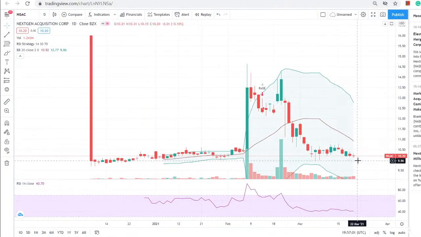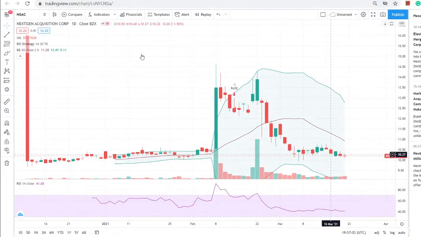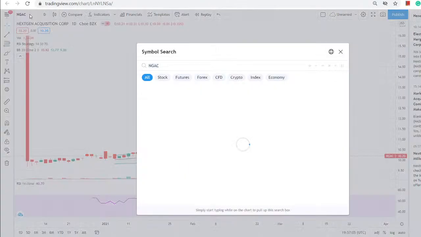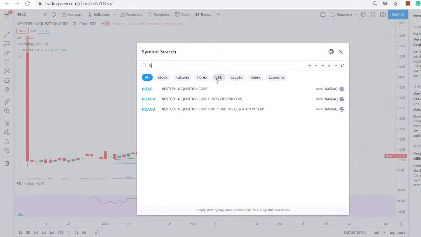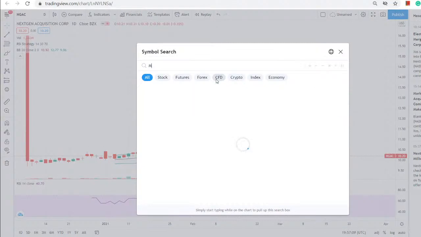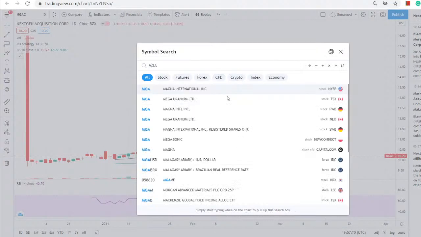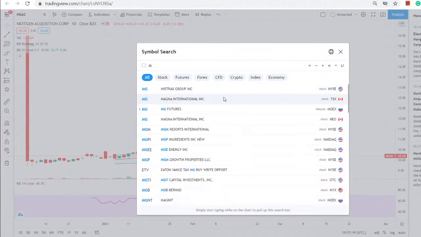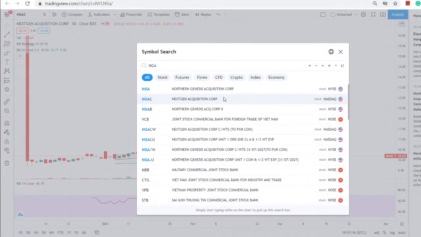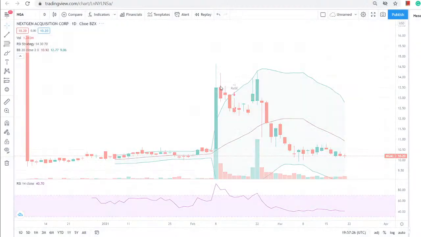It's NGA, not NGAC. N for Norway, G for Germany, A for Austria. This one is on the New York Stock Exchange. Northern Genesis, the first one. Yes.